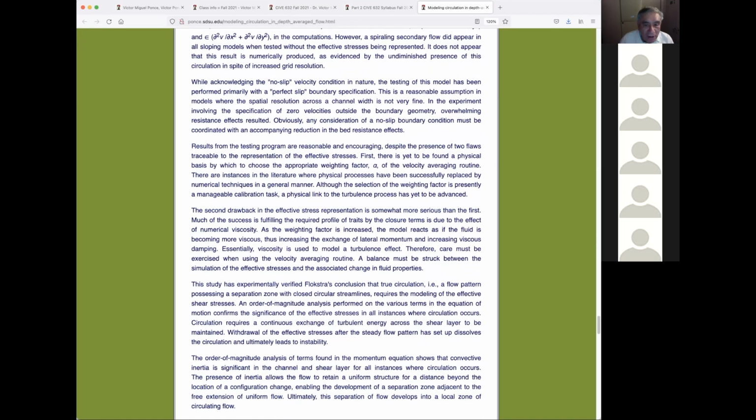The first flaw is that there has yet to be found a physical basis to choose the appropriate weighting factor. So we were using 0.1 because that seemed to work well. It was enough to produce stability and not big enough to obliterate the answer. Because as you know, like in the theta weighting factor, if you use 0.6 it's good, but if you use 1, it starts obliterating it.